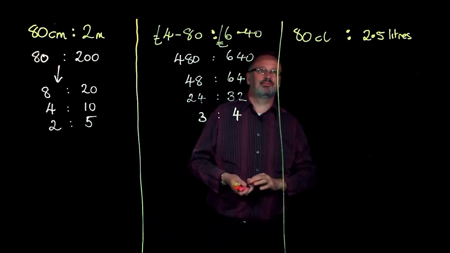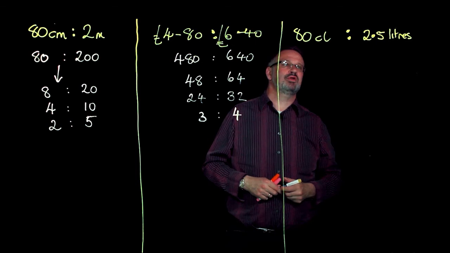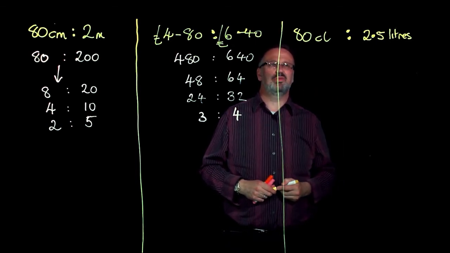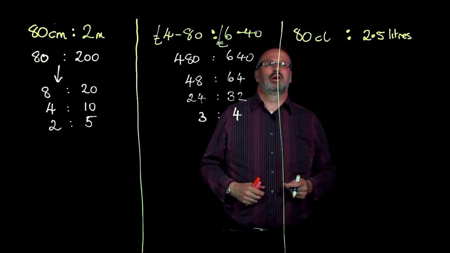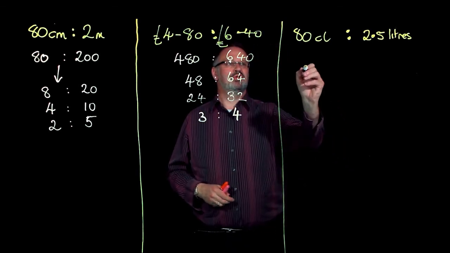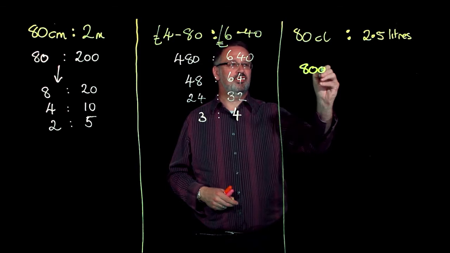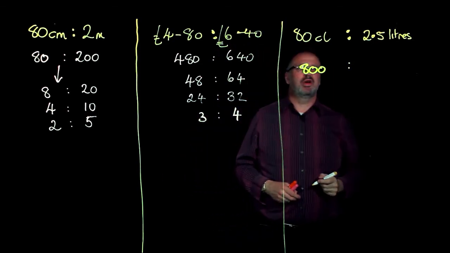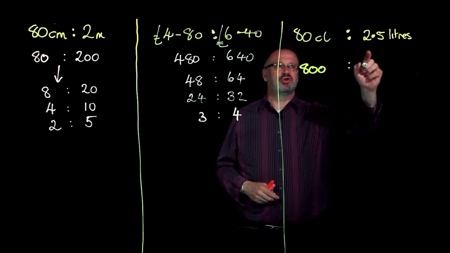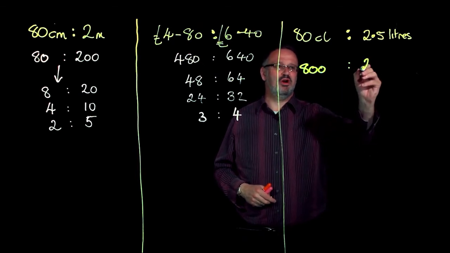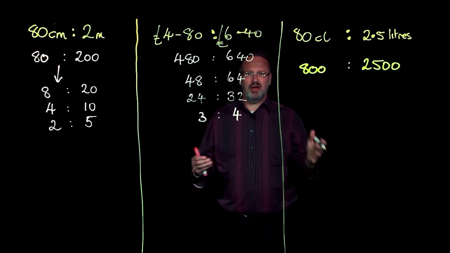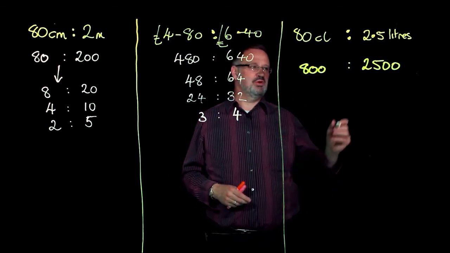The last one, 80 centilitres to 2.5 litres. I'm going to turn both of these into millilitres. There are 10 millilitres in each centilitre, so this becomes 800, and there are 1,000 millilitres in 1 litre, so 2.5 litres becomes 2,500 millilitres. Now that they're both in the same units, I can simplify.